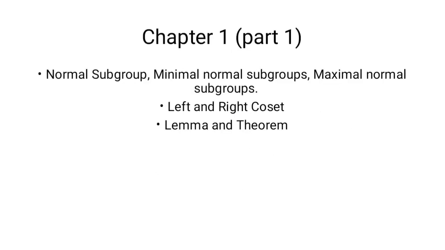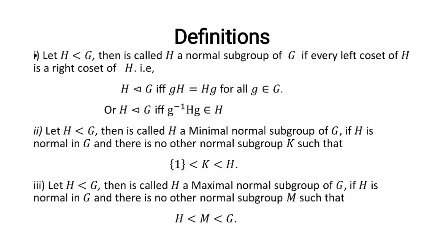Okay, for the starters, things you would need to know are what we call normal subgroups, minimal normal subgroups, maximal normal subgroups, left and right cosets, and we'll consider a lemma and theorem. So we begin with definitions.